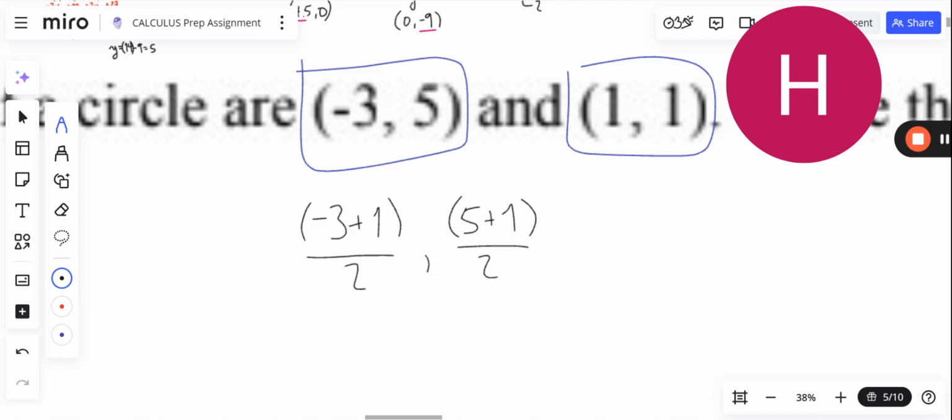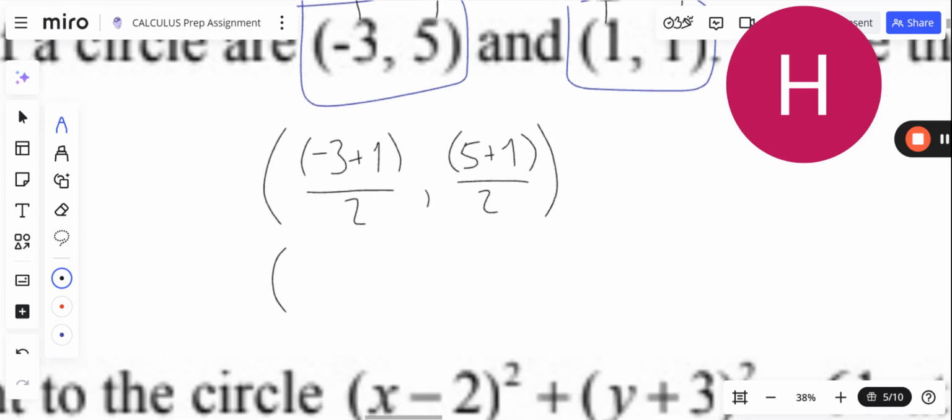Okay, so the midpoint. How do we find the midpoint? You add the x values. To find the middle of the x values, you add them and then divide by 2. And then for the y values, you add the y values together and divide by 2. The same as finding an average. So we have negative 2 plus 2 over 2. That's negative 1. And positive 6 over 2. That is 3. So our center location, our h and k, we just found.